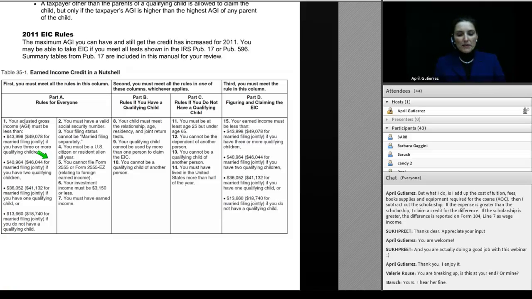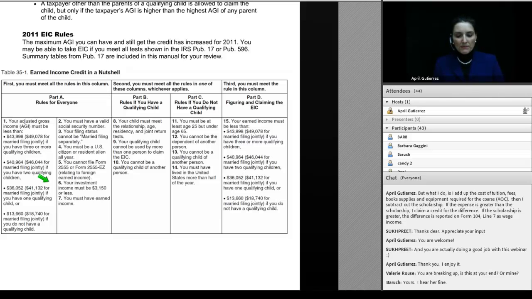Firstly, it says, number 2, you must have a valid Social Security number. That means if you have a fake number because you're illegal or your child is illegal, you cannot have the earned income credit. Number 3, your filing status cannot be married filing separately. 4, you must be a U.S. citizen or resident alien all year. 5, you cannot file Form 2555 or 2555EZ. And those are the forms that are used to exclude foreign wages from taxation.